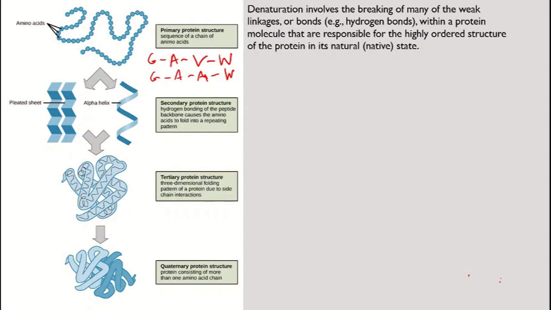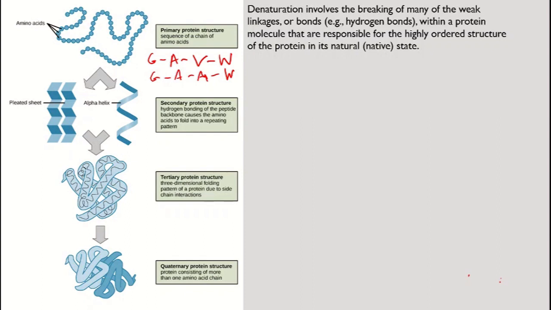So primary protein structure just refers to the sequence of amino acids connected to one another, and it also refers to covalent bonds. Covalent bonds are some of the strongest bonds. They're stronger than any intermolecular forces like van der Waals interactions, ion-dipole interactions, or hydrogen bonds. So now that we understand what primary protein structure is, let's move to secondary protein structure.